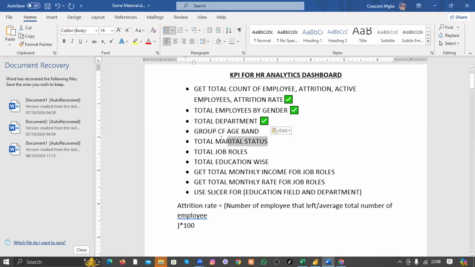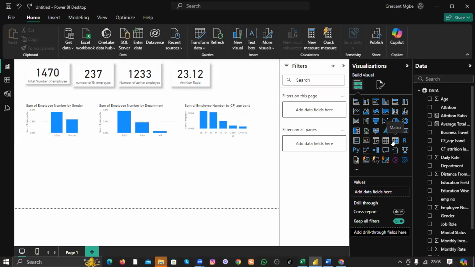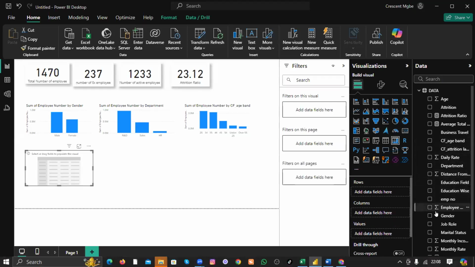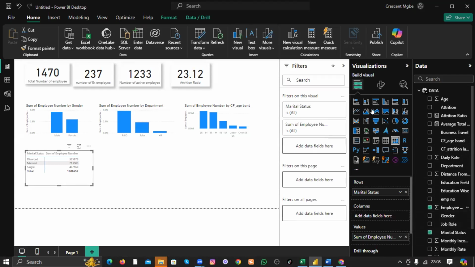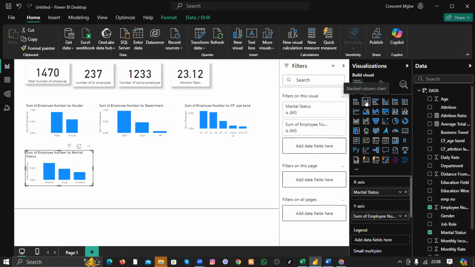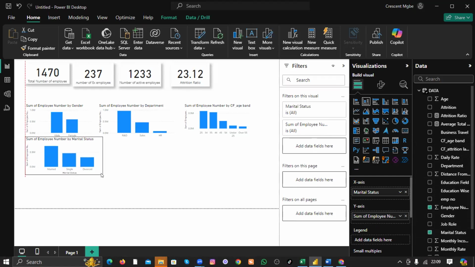That's what that means. For marital status, we want to know how many married people, how many divorced people, and all that. So you come here, bring out your table, marital status. You go to marital status, and then number of staff in that marital status. Then you put it here. So you can also see that more married people are working in this company than divorced people.